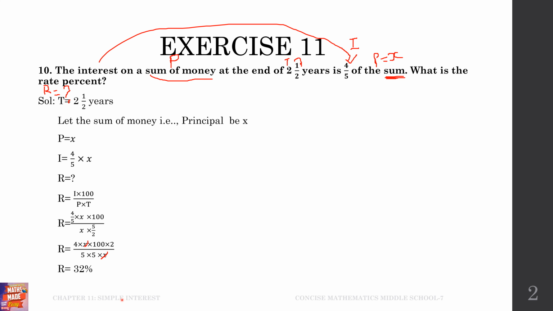So he is paying 32% interest in 2.5 years, right? And here we are not going to find any principal or interest because we don't need it. They have asked us to find only the rate, so you are going to find out only the rate value. And here let me teach you how to solve this problem children.